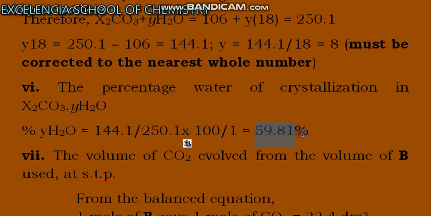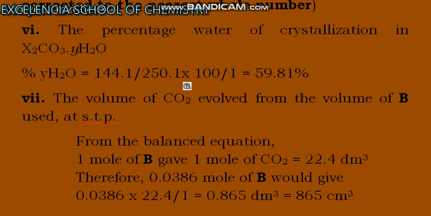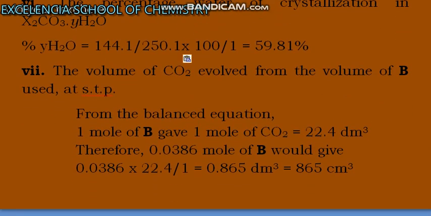Finally, we are told to calculate the volume of carbon dioxide that will be evolved from B. You check from the question, the ratio of carbon dioxide to B is 1 to 1, which means that 1 mole of B will give you 1 mole of carbon dioxide, which is 22.4 dm cube, because 1 mole of every gas occupies 22.4 dm cube. Therefore, the molar concentration would give 0.0386 times 22.4 over 1, which is 0.865 dm cube. That is it.